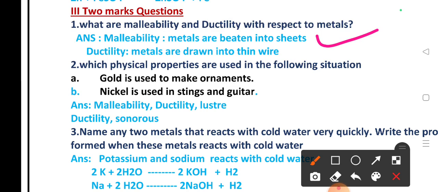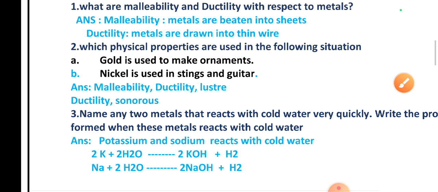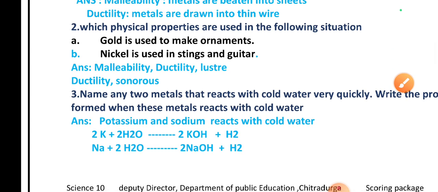Highly malleable, highly ductile: gold, silver, aluminum. Gold and silver are the metals that are highly malleable and highly ductile. Copper also is ductile. Which physical properties are used in the following situation? Gold is used to make ornaments. Why is gold used to make ornaments? Because it has high malleability and ductility, and a lustrous, shiny surface also. That's why it is used to make ornaments.